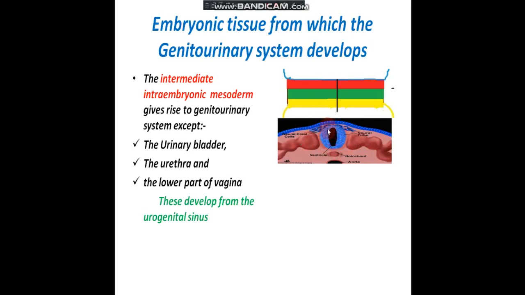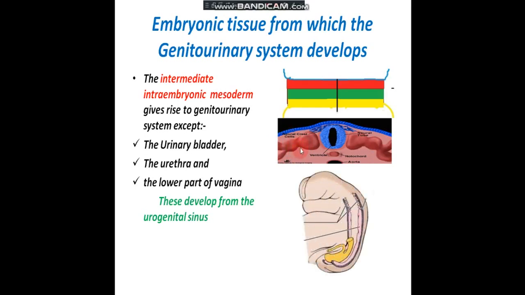In the center, in the midline, we have the neural tube and the notochord, and on either side we have the mesoderm, the intraembryonic mesoderm. The intraembryonic mesoderm does not extend into the midline of the embryonic disc. Rather, it is divided on either side into three parts. From medial to lateral, these are the paraxial mesoderm, the intermediate mesoderm, and the lateral plate mesoderm. This is basically the intermediate mesoderm from which the genitourinary system develops.